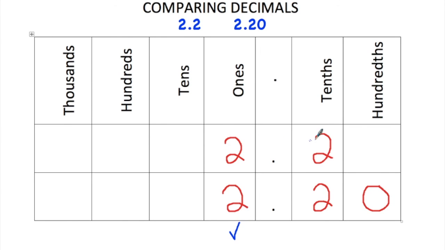Our ones are the same, check. Tenths are the same, check. Hundredths, oh, there's something missing, but if there's nothing there, we could use a placeholder of 0. So what do we discover? That it is the same. So check, and they are equal. Look at that.